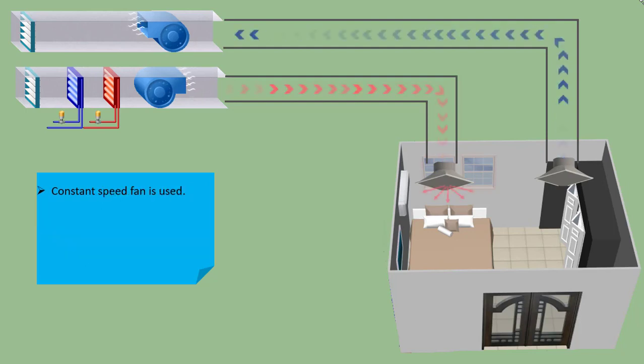In CAV system, a constant speed fan is used to supply the constant volume of the air. Power consumed by a fan is directly proportional to the flow cube. As constant volume of air is supplied by the fan, so a lot of energy is consumed by the fan to supply this air volume. That's why this system is not energy efficient.